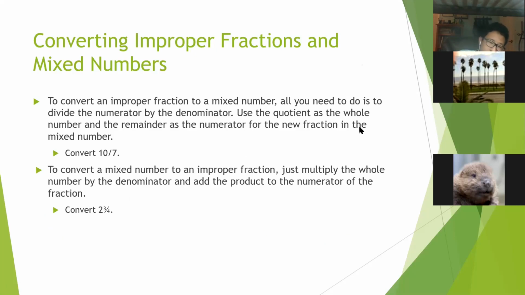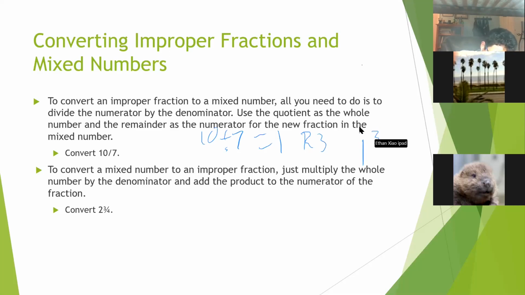So what we do, convert 10/7 to a mixed number. So 10 divided by 7 equals 1, and the remainder is 3. So once you learn about this, it's not that hard. Just write 1 as the whole number and then 3 as the numerator of the new fraction. And 7 is the denominator of this old fraction, so we have to keep the denominator in our new fraction.